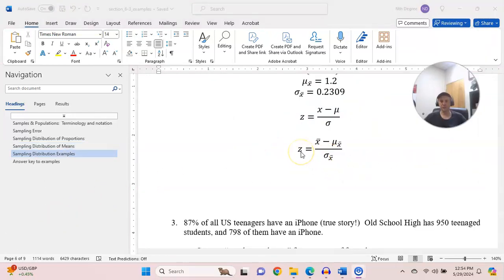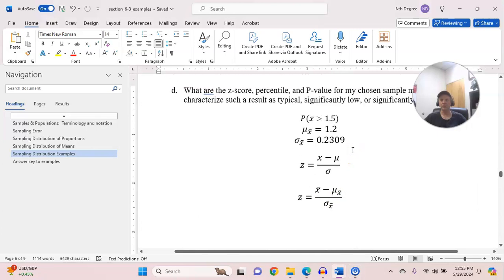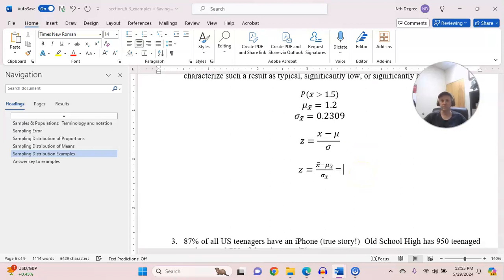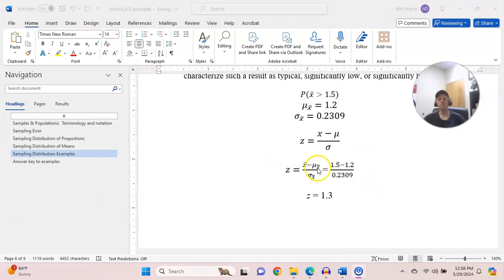So on the sampling distribution of means, the z-score gets symbolized this way, right? We are going to take our sample mean of interest and subtract the mean of all the sample means, and then divide it by the standard deviation of all the sample means, aka the standard error. And again, we have all those numbers on hand. Here they are. So these are the numbers that we will now plug into the formula. So when I plug those numbers in, 1.5 for my sample mean, 1.2 for the population mean, and 0.2309 for that standard error, we can calculate this very easily, and it gives us a z-score of 1.3.